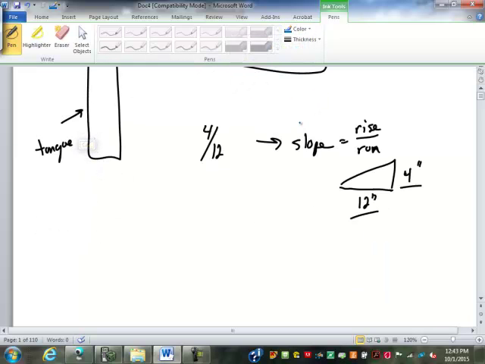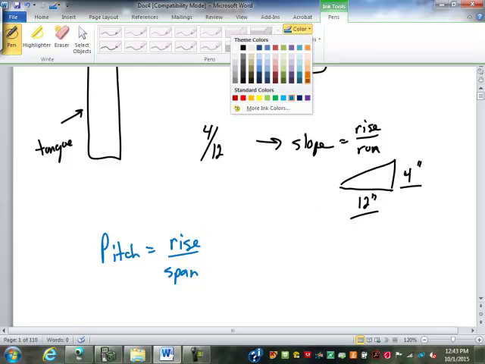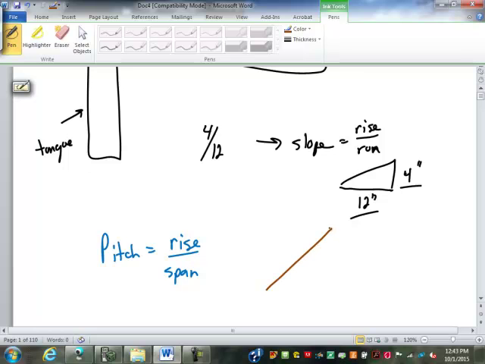Pitch is rise or height over span. So if I have a roof that looks like this, those little arrows pointing up on the ends are just the common symbol for walls pushing up, supporting the ends of the truss. We're going to assume this is a common truss, which means that it's an isosceles triangle. It's symmetrical.